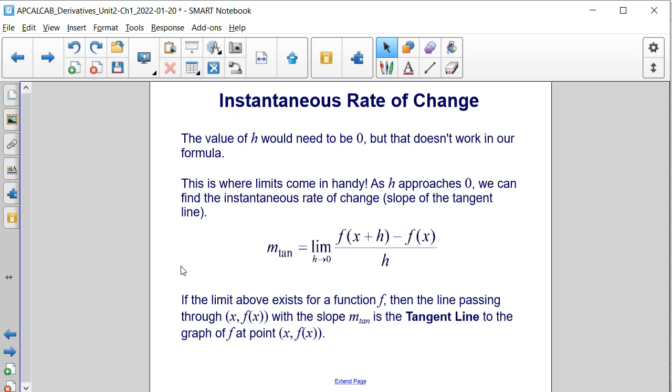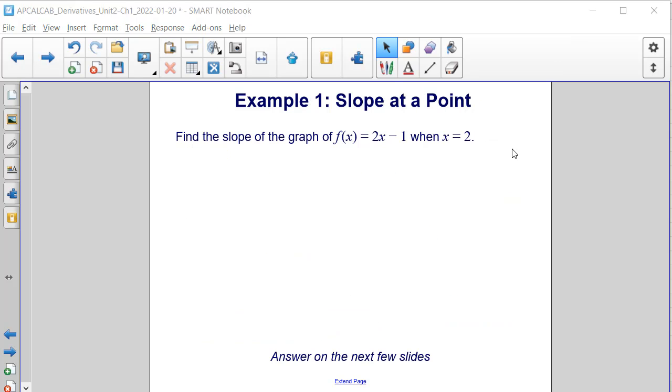If the limit above exists for the function f, then the line passing through x comma f of x with the slope of m tangent, or slope of the tangent line, is the tangent line to the graph of f at the point x comma f of x. Let's try an example where we're finding the slope at a point. Find the slope of the graph of f of x equals 2x minus 1 when x is 2.